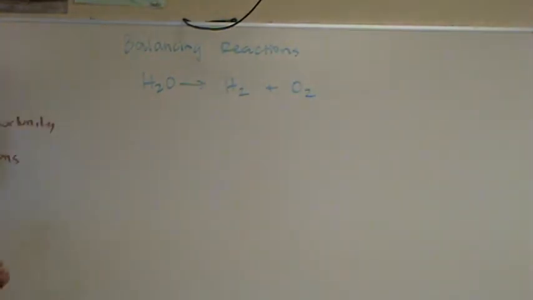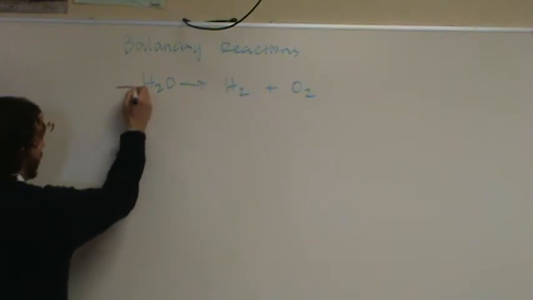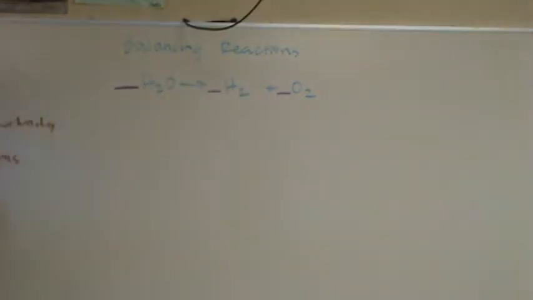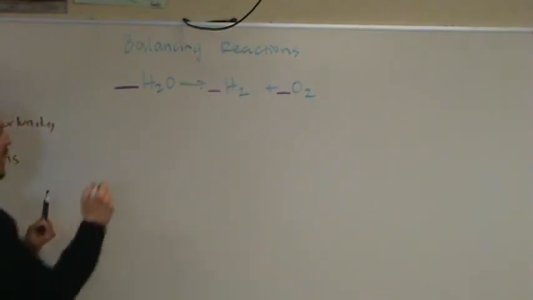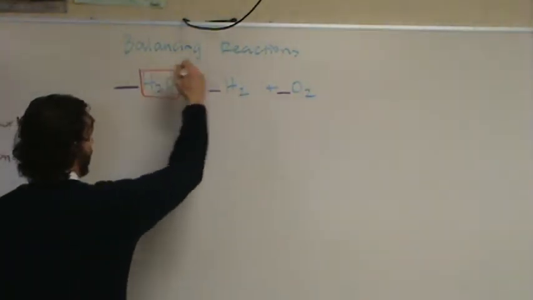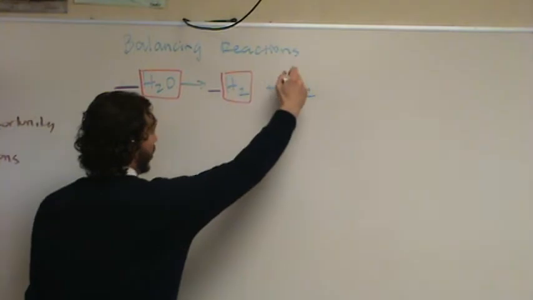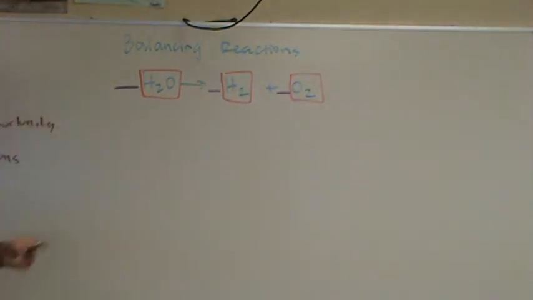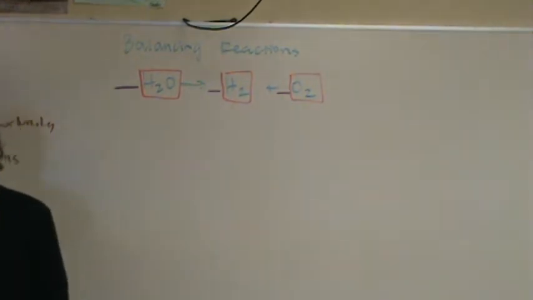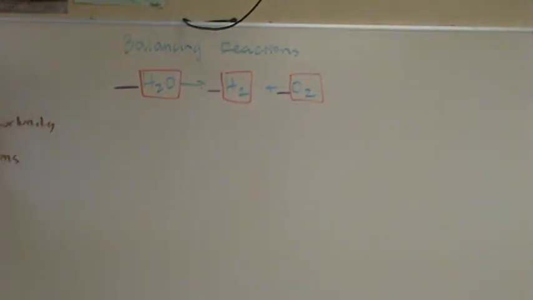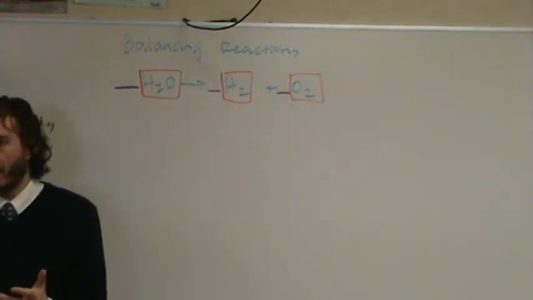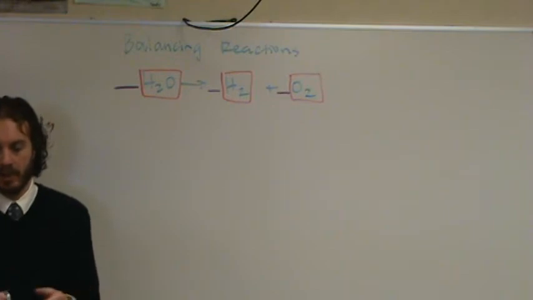When you balance stuff, you only put coefficients in front of the compound. Okay, you never touch anything that is a formula. So you are not allowed to touch what's going on there. If you change this 2 or that 2 or that 2, you're doing something wrong. When you balance reactions, all you do is put whole number coefficients in front, on those purple lines, to balance out the number of atoms of each element.